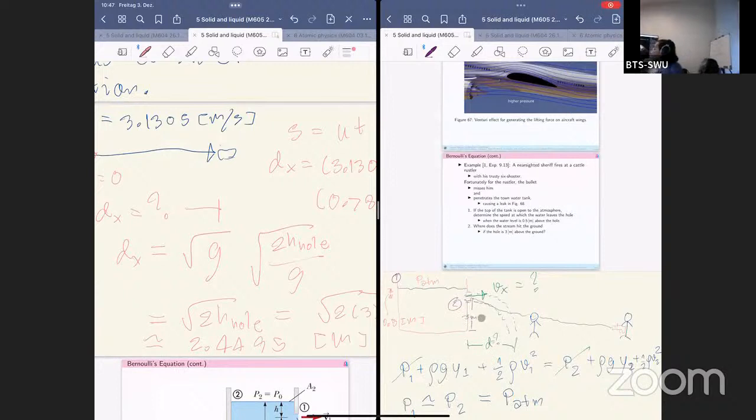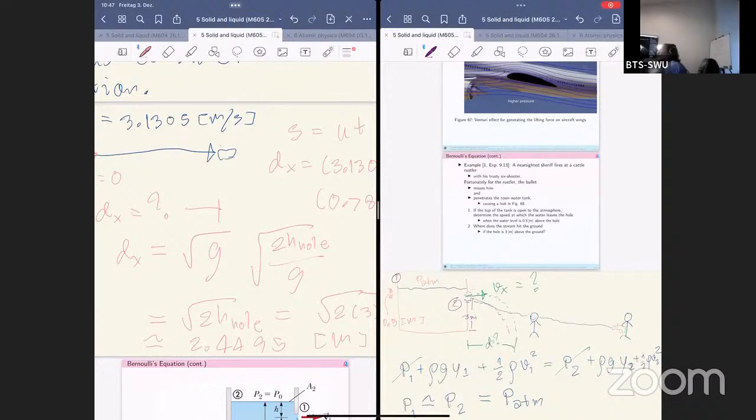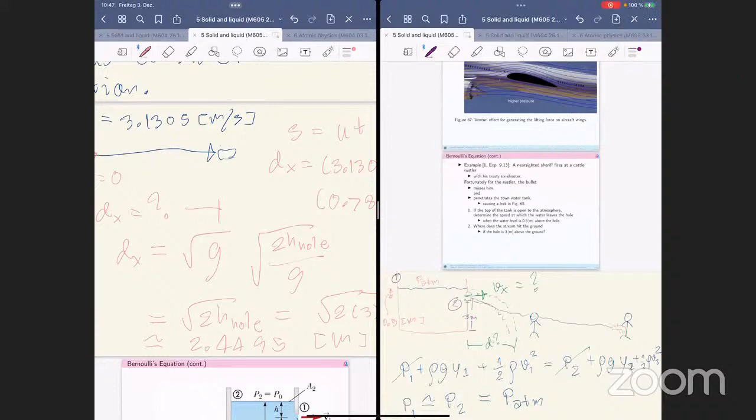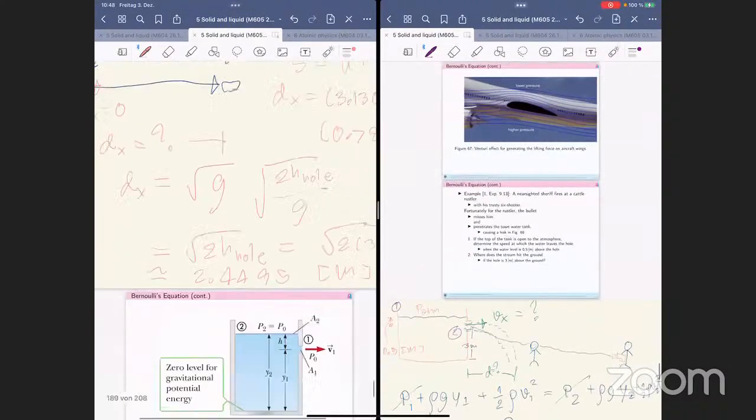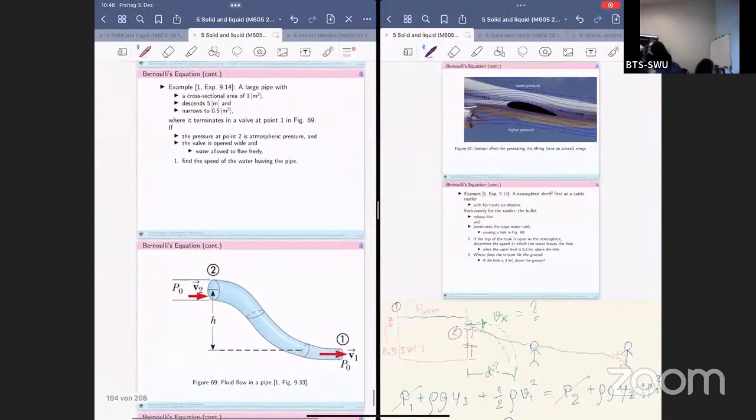That's the way we could find the distance along the x-axis. Now let's move to the next problem. The next problem is somehow like this.